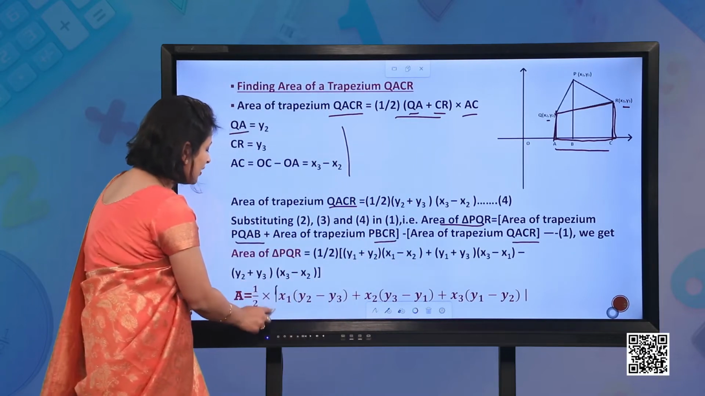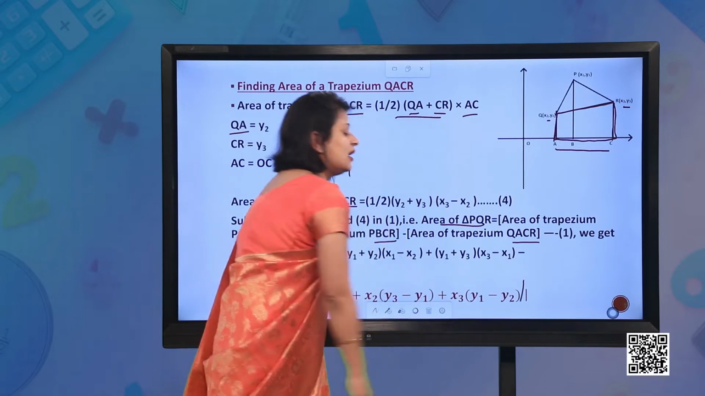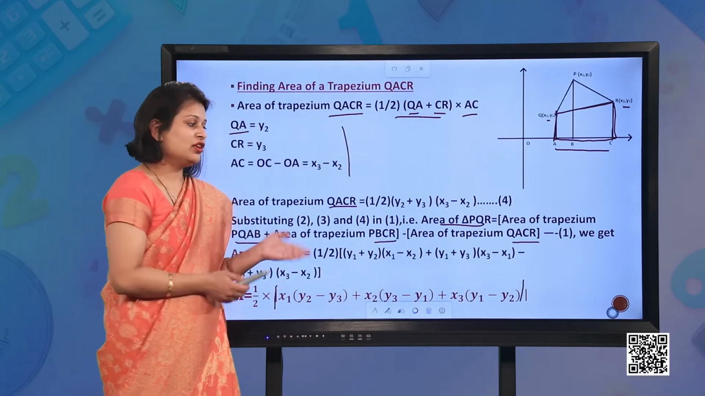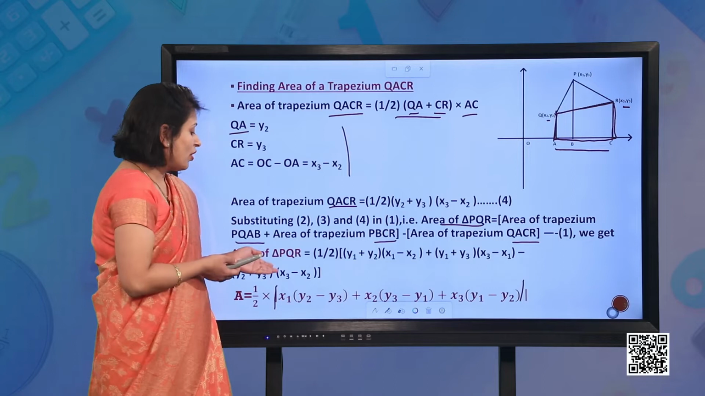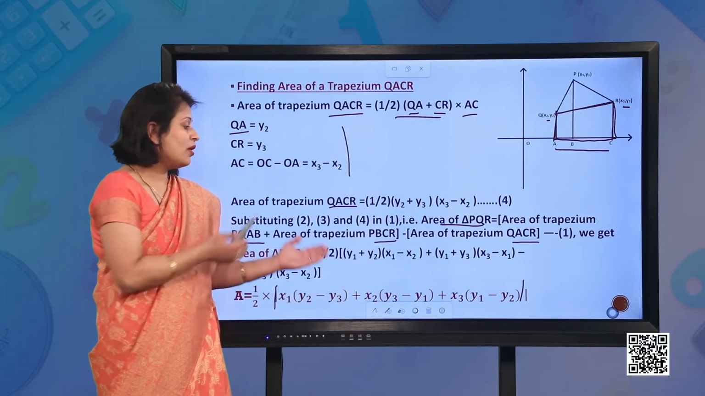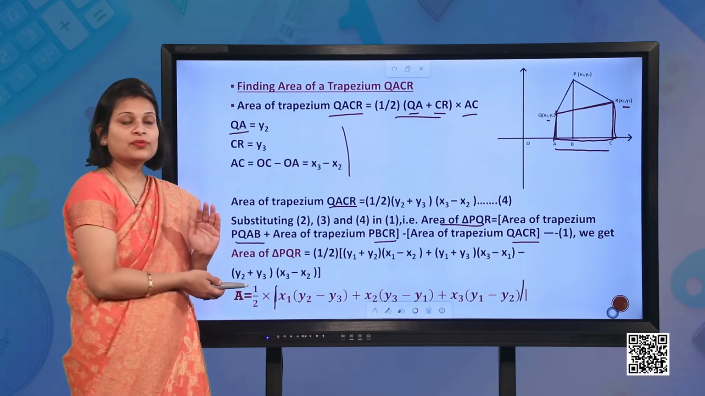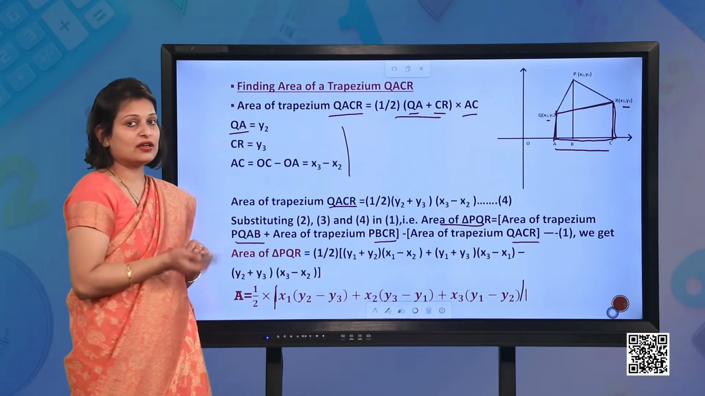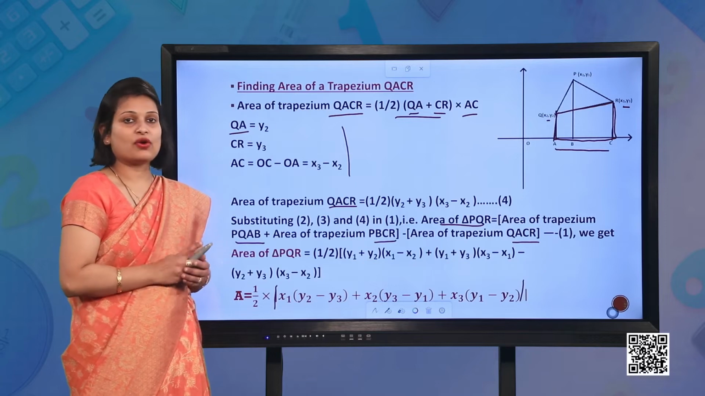Now this is the absolute sign, meaning area cannot be negative whenever you calculate it. If you are getting a negative value inside this absolute sign, then after coming out of the absolute sign, you will get it as positive. So area cannot be negative.